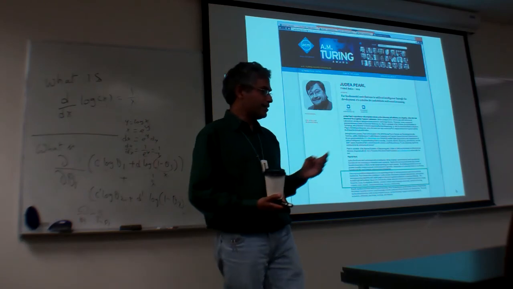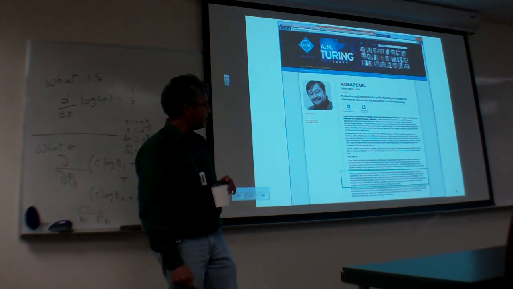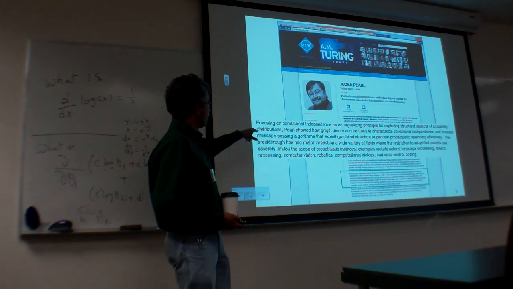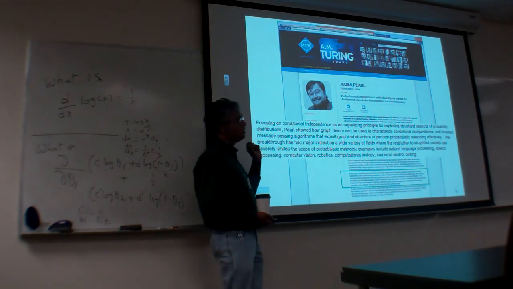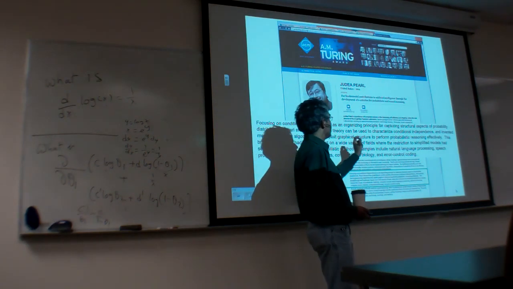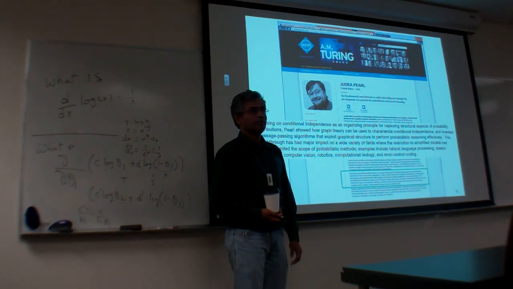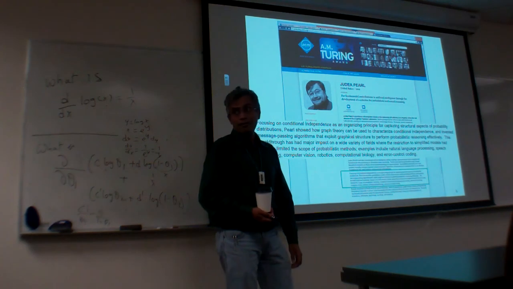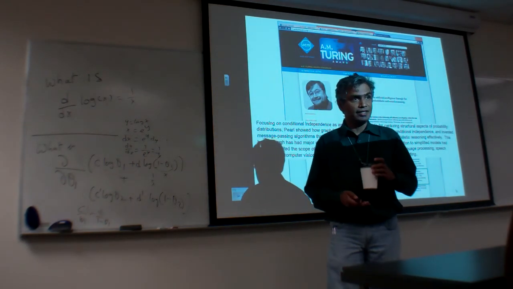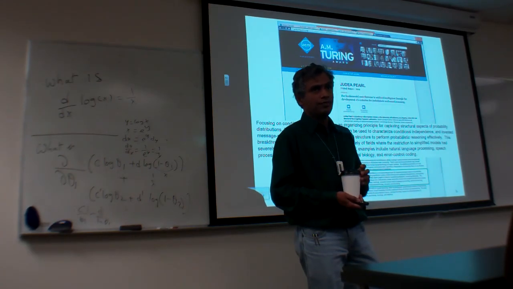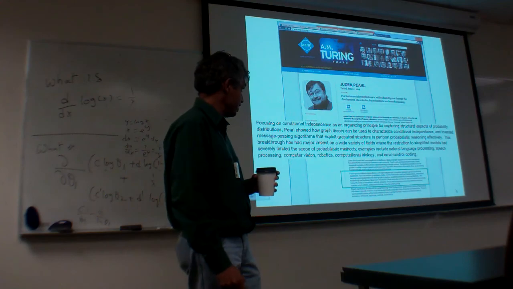Okay, so he's getting his Turing Award, and what's interesting is that if you read the citation, which is on the ACM site that I just picked up from, it says, focusing on conditional independence as an organizing principle for capturing structural aspects of probability distributions, Pearl showed how graph theory can be used to characterize conditional independence and so on. That's your Bayes networks. That's what we were looking at last time. Among the many things that he has done, one very big contribution is coming up with these graphical models for capturing probability distributions. Okay, so that's kind of an interesting coda to our Bayes networks discussion.